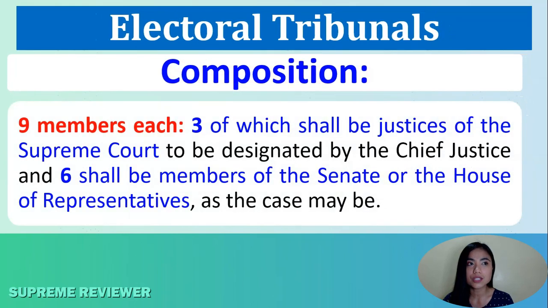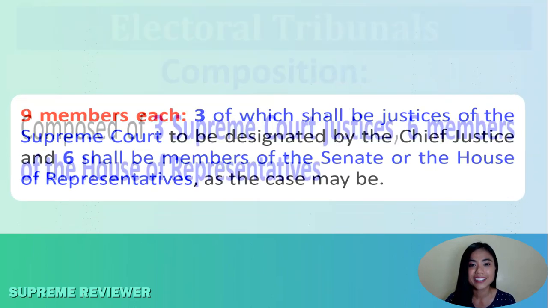What is the composition of an electoral tribunal? 9 members each, 3 of which shall be justices of the Supreme Court, to be designated by the Chief Justice, and 6 shall be members of the Senate or the House of Representatives, as the case may be. The senior justice in the electoral tribunals shall be its chairman.